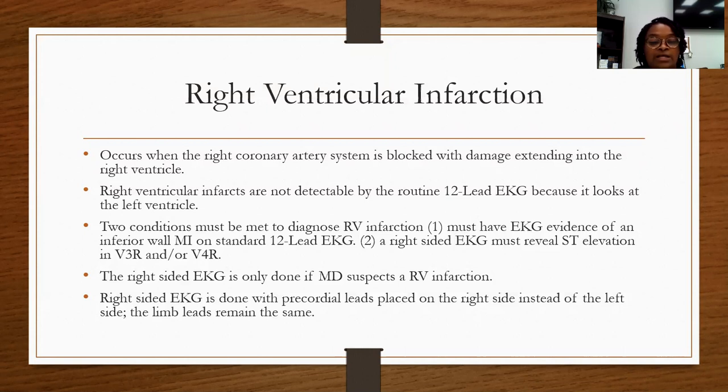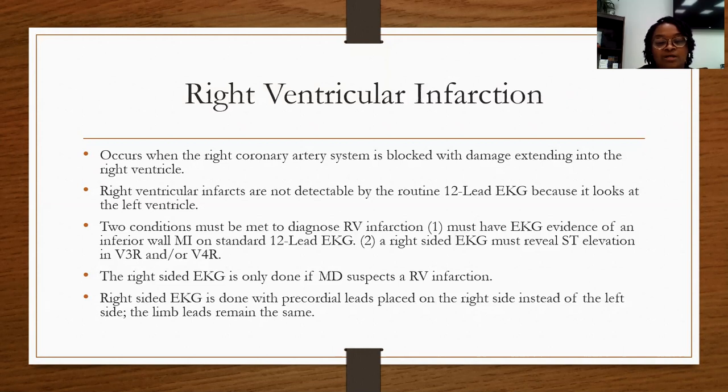The right-sided EKG is only done if the doctor suspects a right ventricular infarction. So if you just ordered an EKG, then you're going to do your normal routine 12-lead EKG with your electrodes on the left side. You will only do a right-sided EKG if the doctor specifically asks for a right-sided EKG.